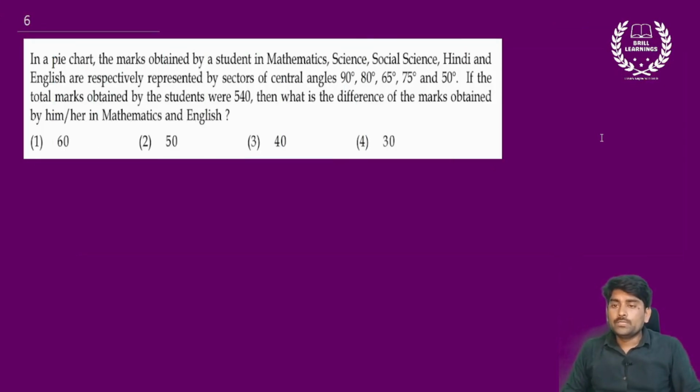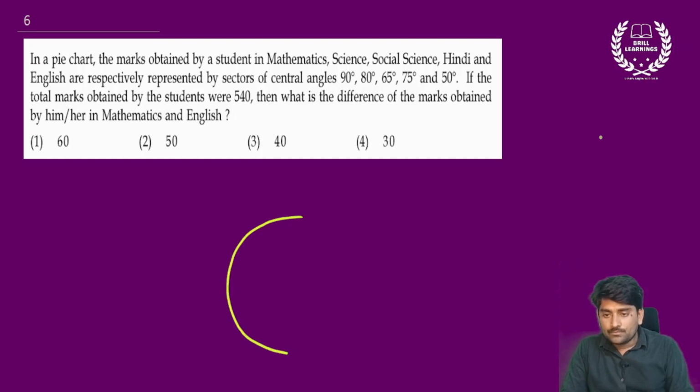They have given a pie chart, and the marks obtained by a student in 5 subjects are given sector-wise. We need to find the difference between the marks obtained in mathematics and English. First, draw a pie chart here, a circle. So here mathematics is 90 degrees. So this portion is mathematics.